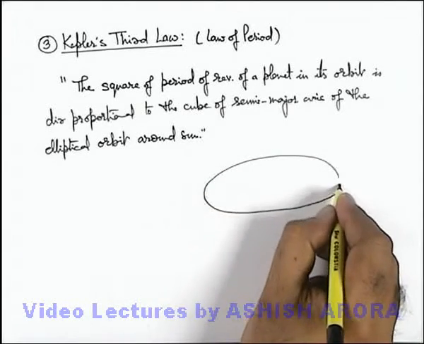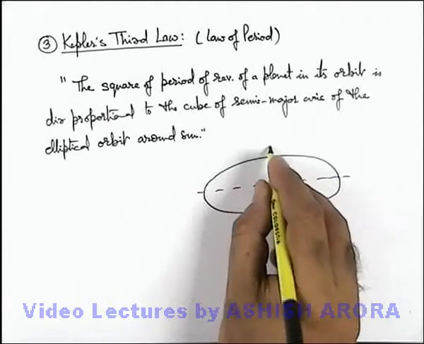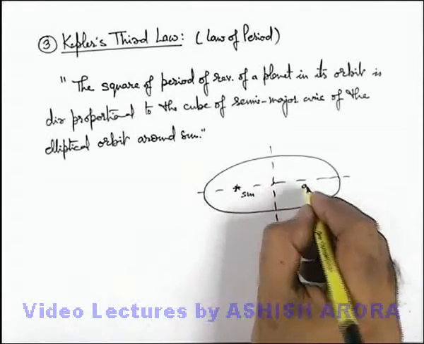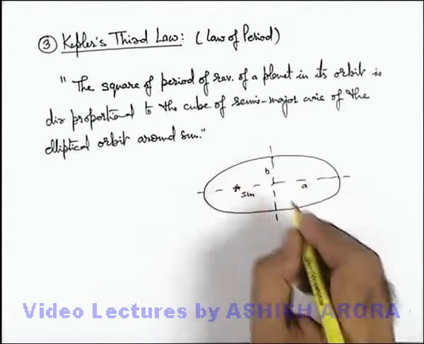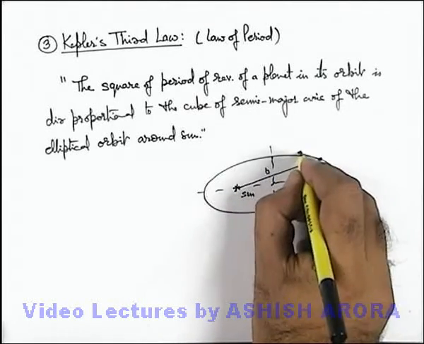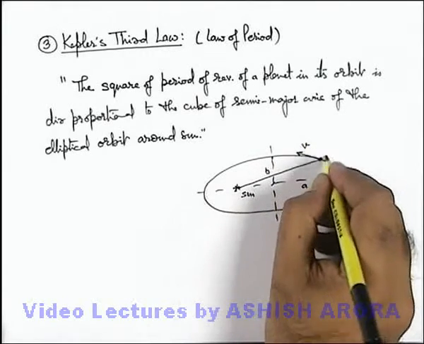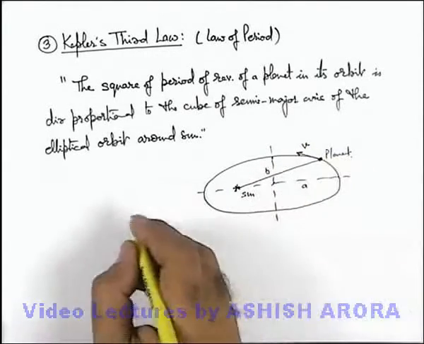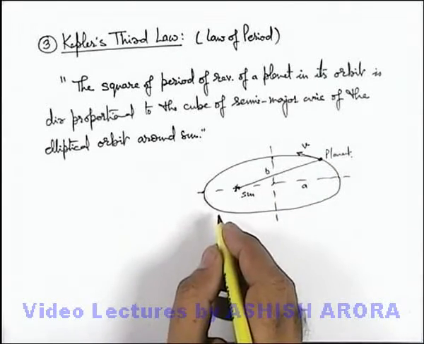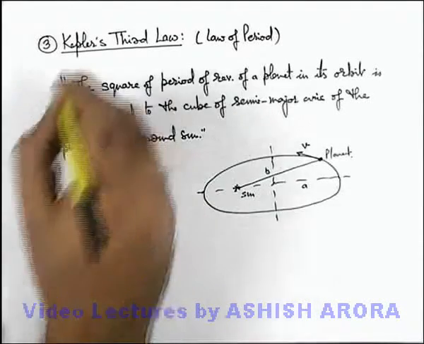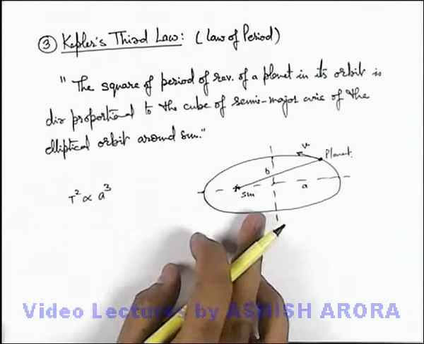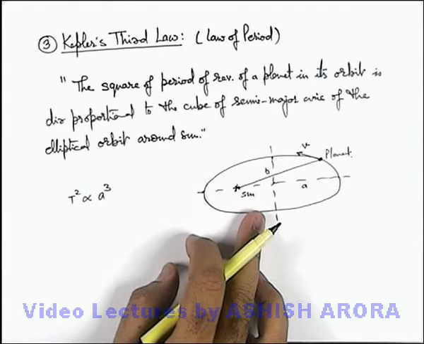If there is an elliptical orbit in which the planet is revolving around the Sun, say there is the Sun and its semi-major axis is A, semi-minor axis of this elliptical orbit is B, then say this is the location of the planet which is moving with the tangential speed V. If T is the time period of its revolution in which it completes one complete revolution in its orbit, then according to Kepler's third law, T square is directly proportional to A cube, where A is the semi-major axis of the elliptical path.